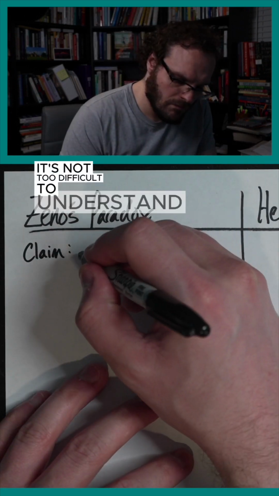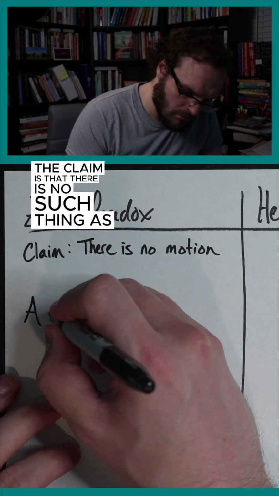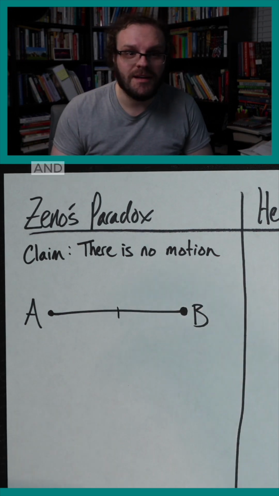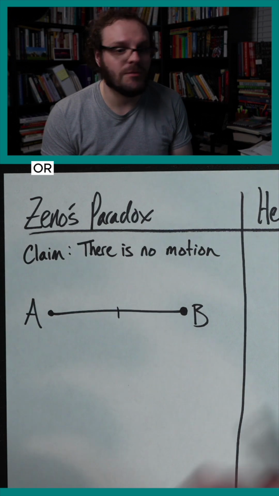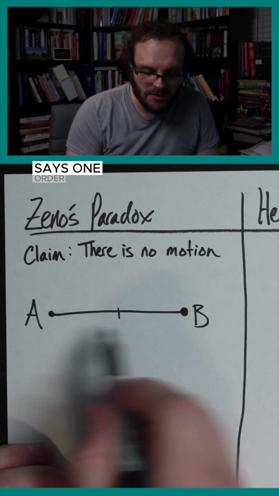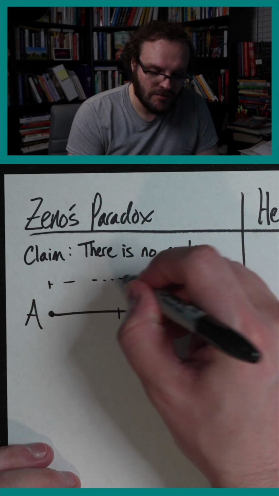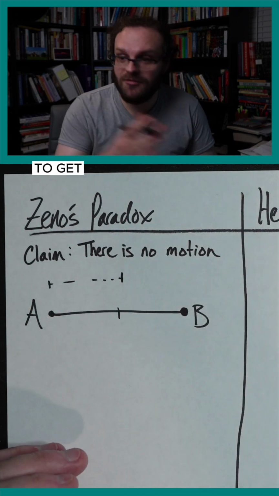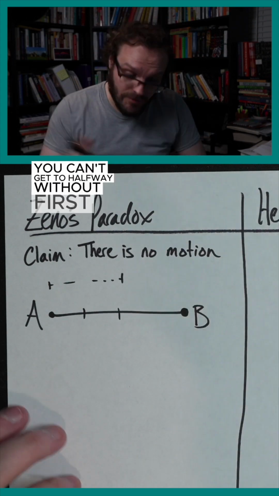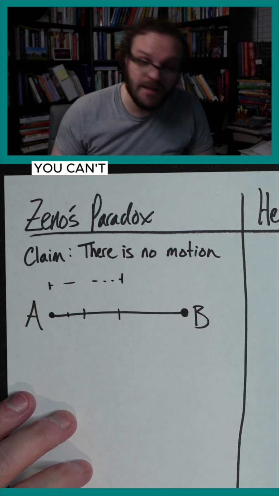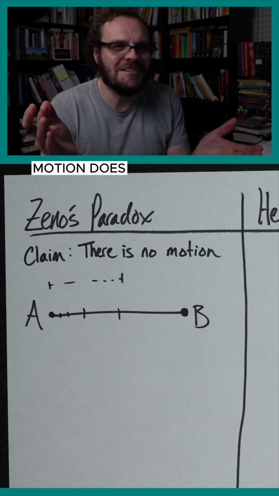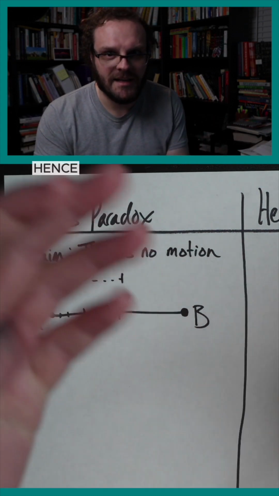It's not too difficult to understand. The claim is that there is no such thing as motion. To get from A to B, he argues, you have to first go halfway. And like a toddler asking why, or what next, just infinitely asking the same question until there are literally no answers anymore, he says, well, in order to get to halfway, we just proved that to get from one place to another, you have to be able to go halfway. So you can't get to halfway without first going to halfway. You see where I'm going with this. You can't get to half of half without half of half of half of half, without half of half of half. Therefore, motion does not exist. But obviously motion does exist, hence the name Zeno's paradox.